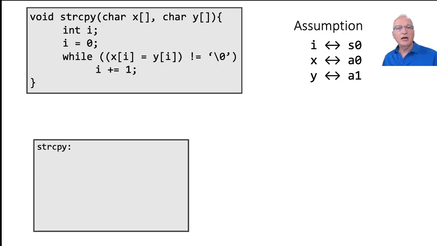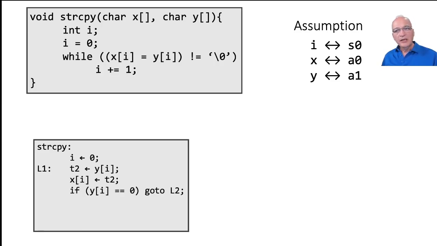Again, I will illustrate how to produce the assembly code for this program by doing a gradual lowering of the program through an intermediate representation. The first statement of the program consists of assigning 0 to i. Then, in order to do the assignment of y sub i into x sub i, I need to load the value of y sub i into a temporary. Next, I need to take the value of that temporary and write it into x sub i. Next, I need to ask whether the value that I had loaded is equal to 0. If it is equal to 0, I go to a label L2. Otherwise, I increment the value of i, and then I go unconditionally to the label L1. The label L2 will be the return statement for the function.